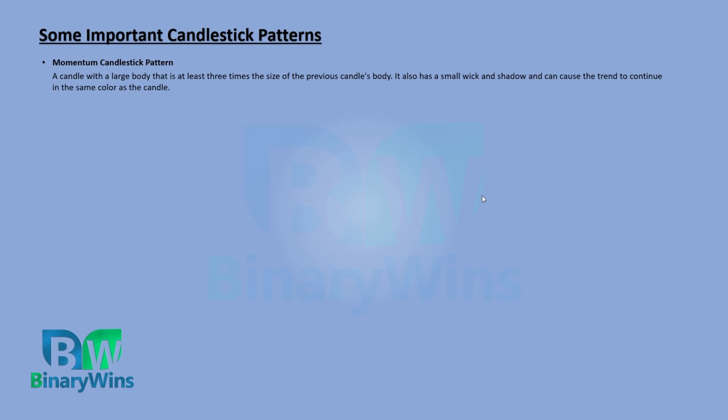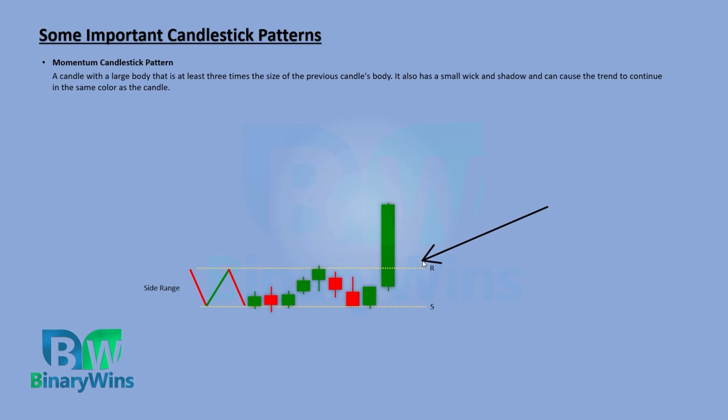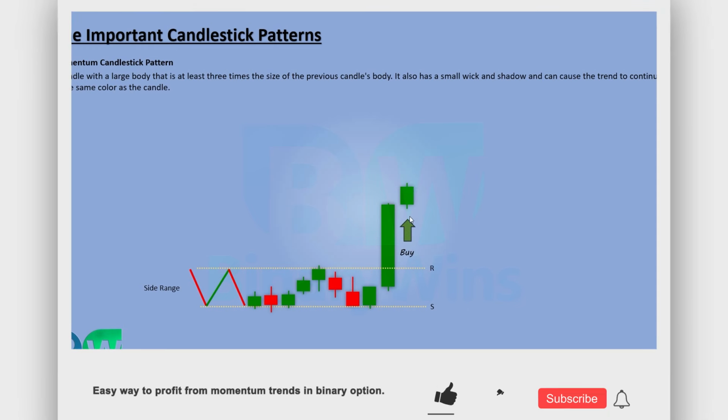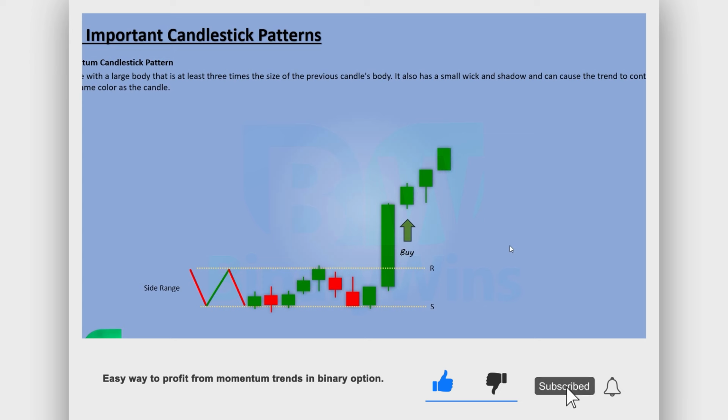But how to identify the momentum candle? When we have a side range and compressed trend, meaning our candles are moving between a support and resistance close to each other, and then a large candle is formed by crossing this range and breaking the levels, we can enter a trade in the same direction as the momentum candle on the next candle. This indicates that the movement is likely to continue.